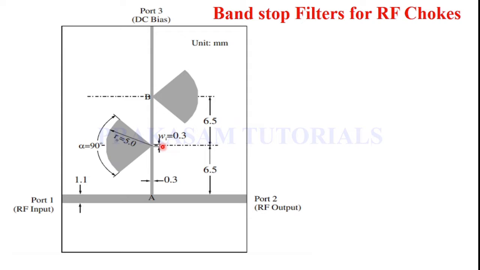So now here the bandstop filter is from A to B. The point A to B is the bandstop filter for RF signal. So now open HFSS software.